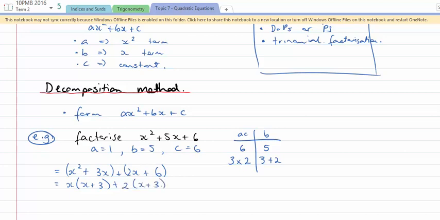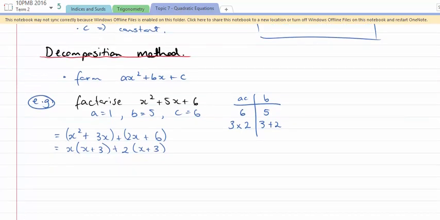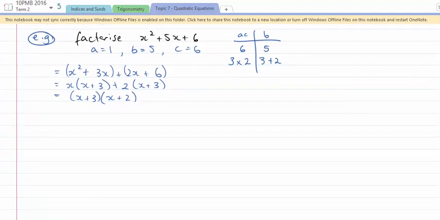Now you know you've done this process correctly if you have the same brackets for each of these. Because in this final step, the bracket becomes a common factor. So we've got a common bracket of x plus 3. That means remaining is x plus 2. So there we have our fully factorised quadratic. Alright, so we'll do a couple of extra examples.